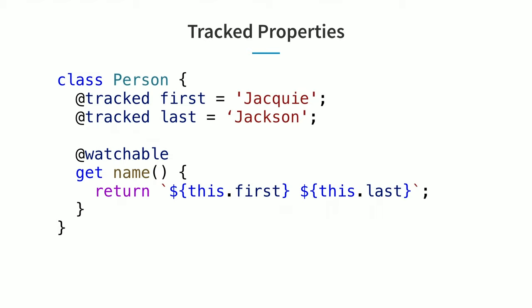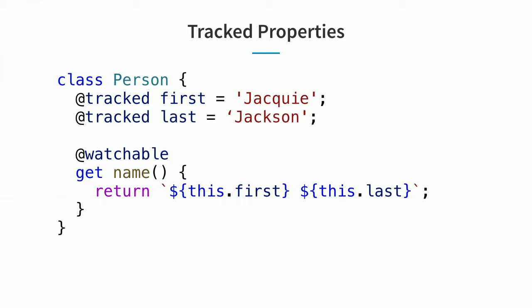Now we're together. Now you're with me. Yes. You mean if you didn't have watchable? Yes, the proposal is that it would throw an error, because otherwise it would be too hard to find. Okay. And then you add watchable. Yes, that's the idea.